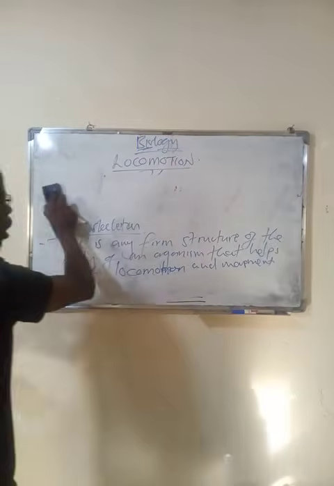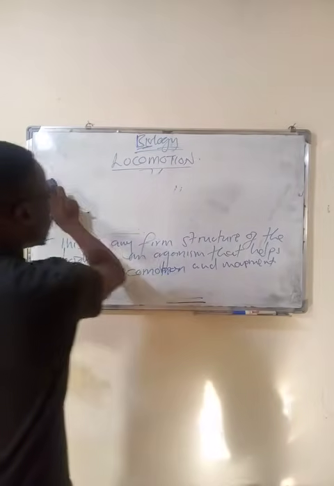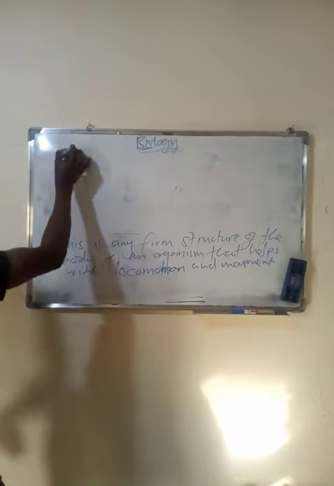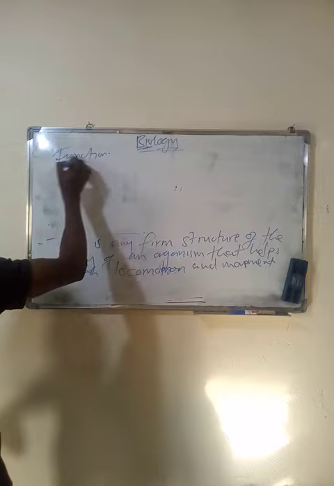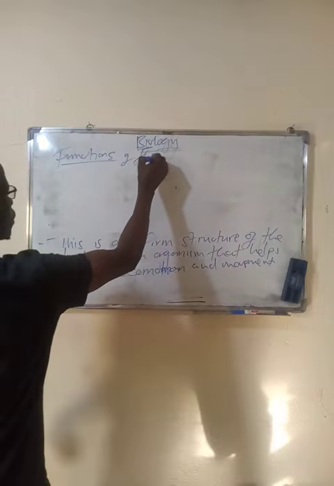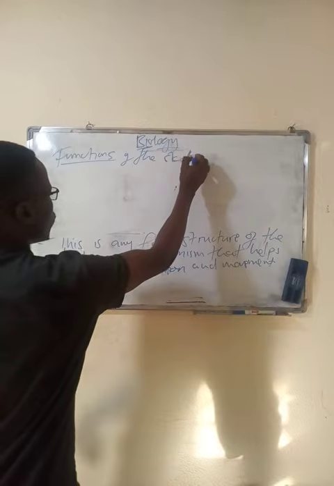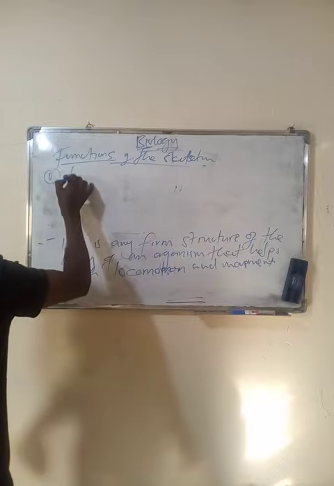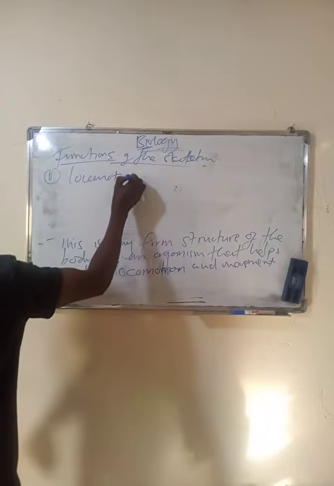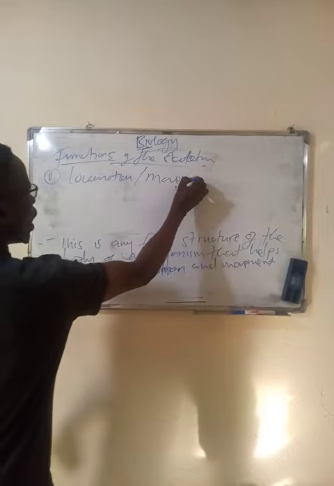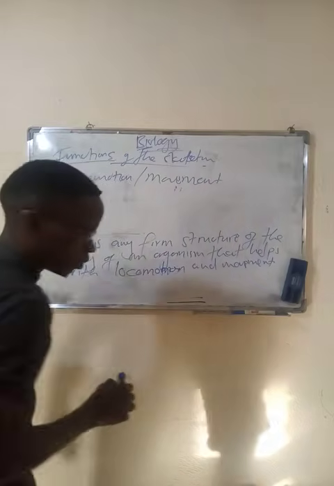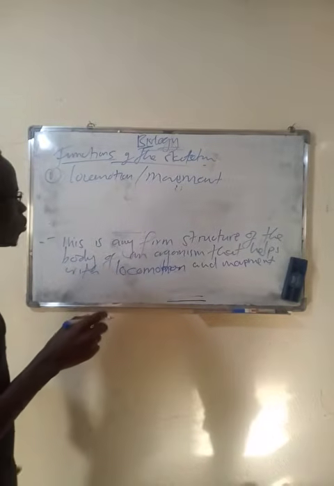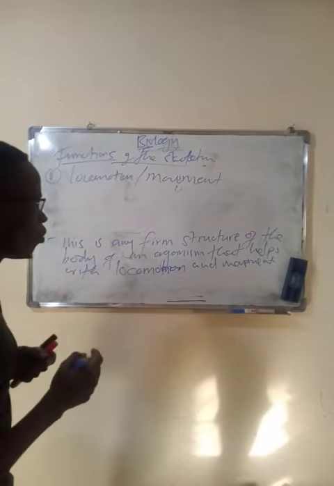Okay. Now, before we look at the types of skeletons that we have, we're going to talk about the functions of the skeleton, right? So what are some of the functions of the skeleton? Number one, like we have mentioned, is for locomotion or movement. We have to understand that without the skeleton, it would be almost impossible to move from one point to another, or to move any part of the body.